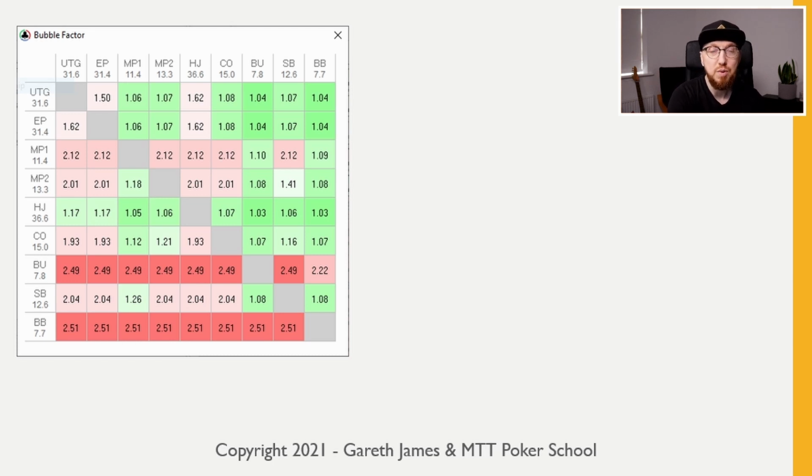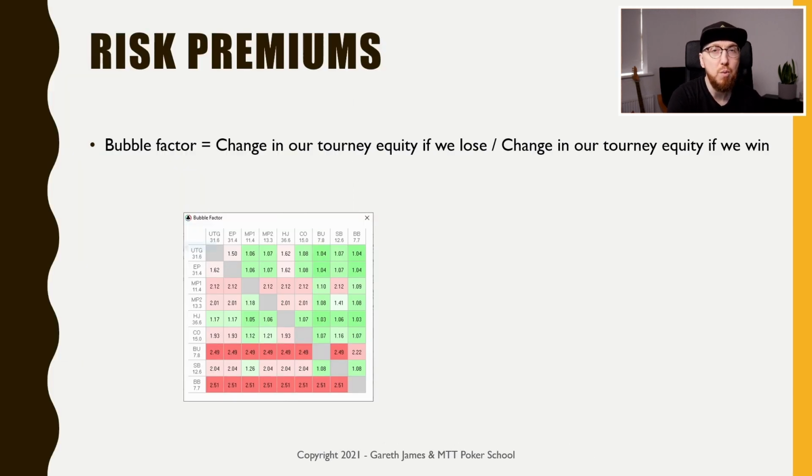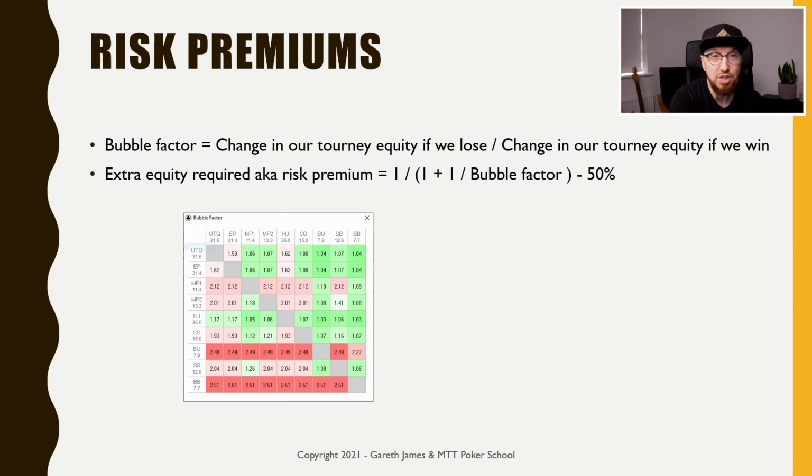So the two players with the highest bubble factor here are the button and the big blind. The way we calculate bubble factor is we look at the change in our tournament equity if we lose, divided by the change in our tournament equity if we win. And then we can use the bubble factor to work out risk premium. You can see here, extra equity required, aka risk premium, equals, and then there is a formula. I'm going to go through this really quickly with you now.